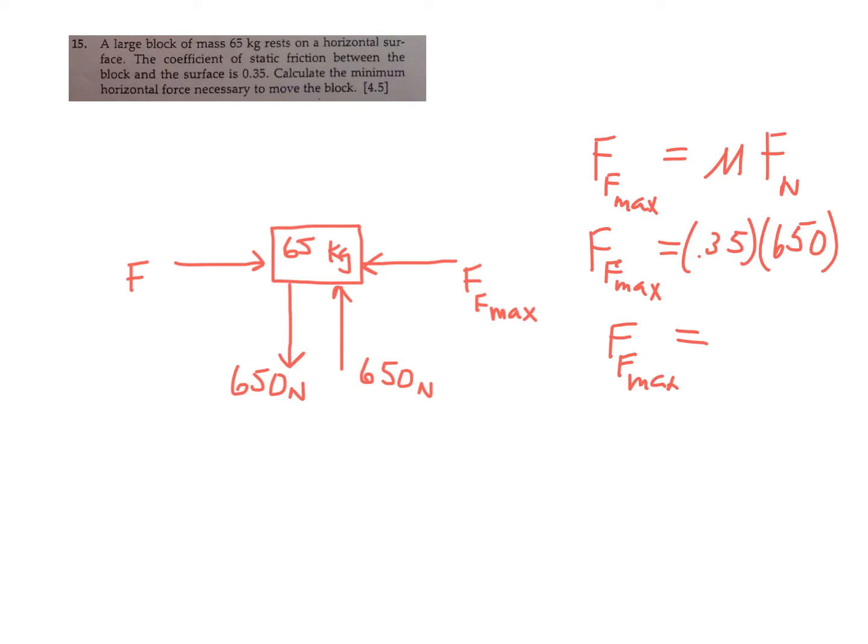If I push with 100 and friction can be 200, it'll only be 100. It'll only match me until we get to the maximum. Then it cannot match me anymore. Then the block will, in a sense, break loose and start to accelerate, and then we'd have to recalculate the kinetic friction, and then we could calculate the acceleration according to F net equals ma.